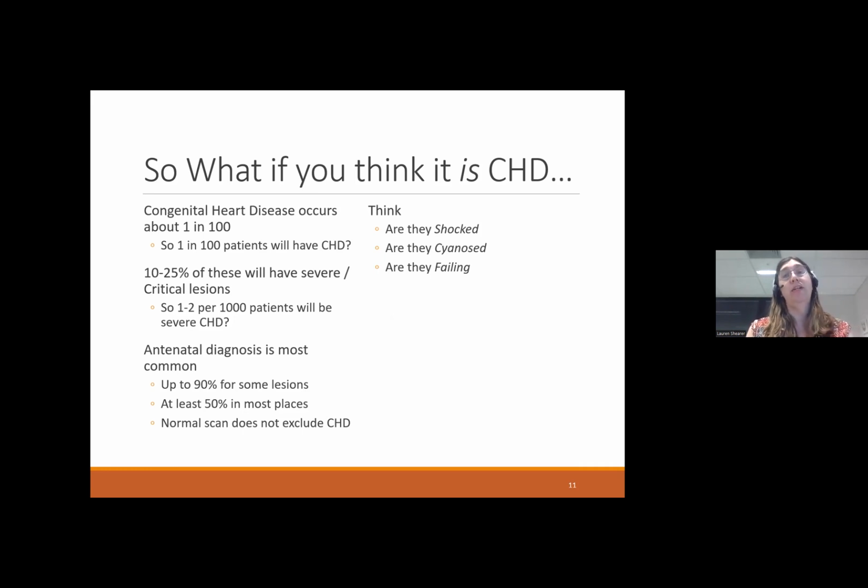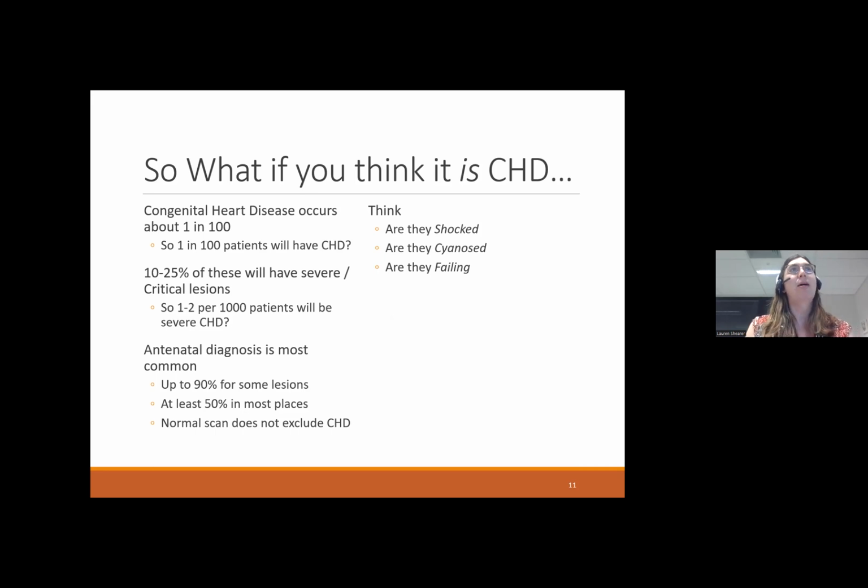Thankfully, antenatal diagnosis is the most common in the modern era in developed countries. And for some lesions, we can diagnose up to 90% of them before birth. And it's at least 50% for most of our lesions. But a normal scan before birth does not exclude congenital heart disease. And we do have patients who have less access to antenatal care and therefore may be at higher risk of missed or undiagnosed congenital heart disease.